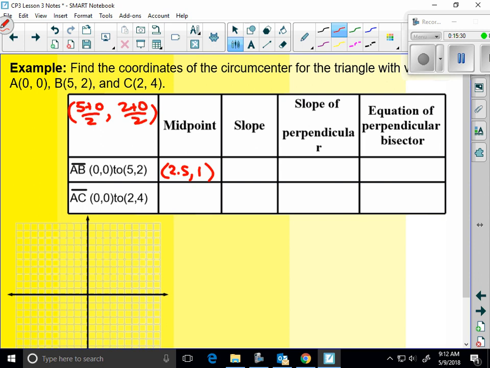Oh, slope. What points should I use? The ones given. Someone's like, well, I don't know what points to use. Use the ones that I gave you. All right, so finding the slope, I would do y minus y. So how about 2 minus 0 over x minus x, which is 5 minus 0. So it looks like I get a slope of 2/5. Okay, cool.